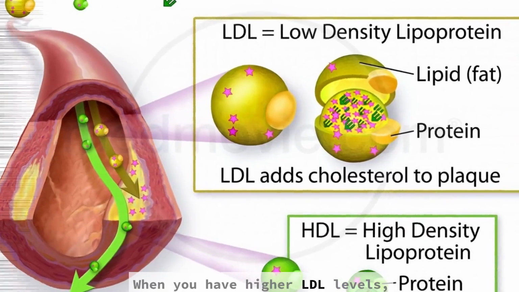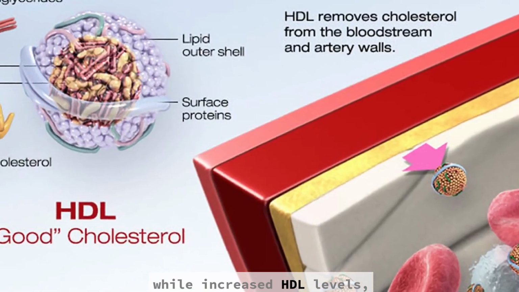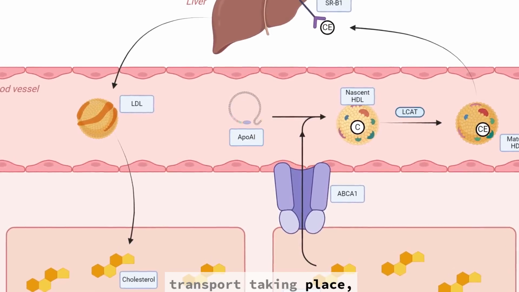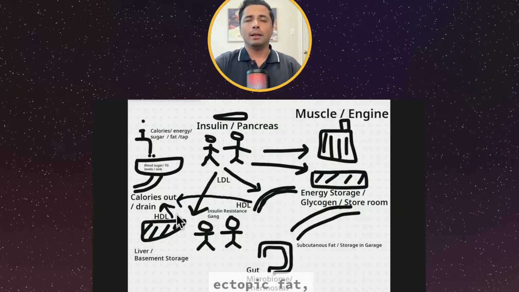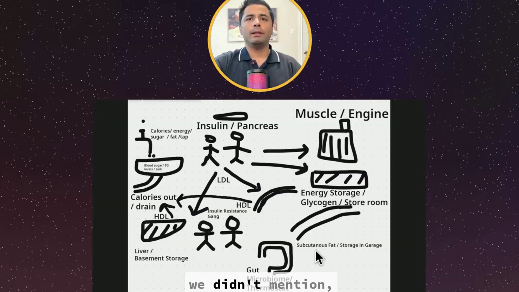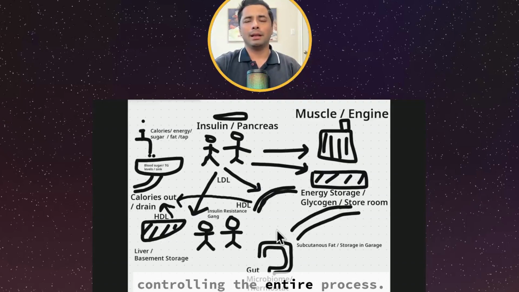When you have higher LDL levels, it's correlated with increased risk of heart disease because you naturally have more fat depositing activity taking place in your body, while increased HDL levels, which is good cholesterol, which is really a transport molecule, is associated with favorable heart outcomes because you have more fat burning taking place in your body, more reverse cholesterol transport taking place, which will mean less ectopic fat, less fat in the blood vessels, less blockages. There is one more thing which we didn't mention, which is your gut microbiome, which you can describe as a thermostat controlling the entire process.